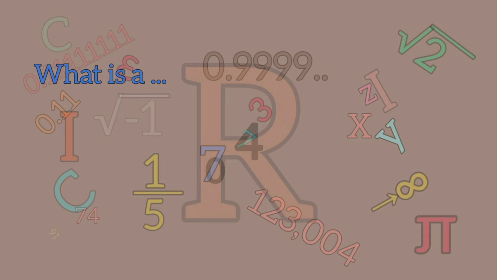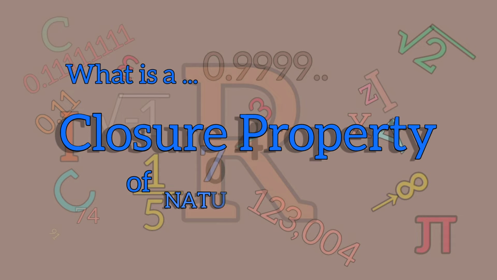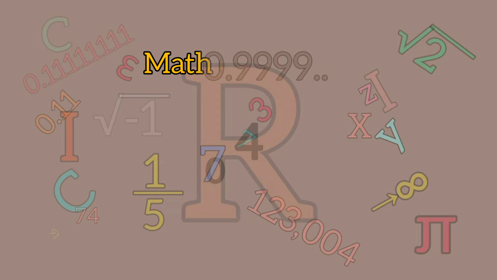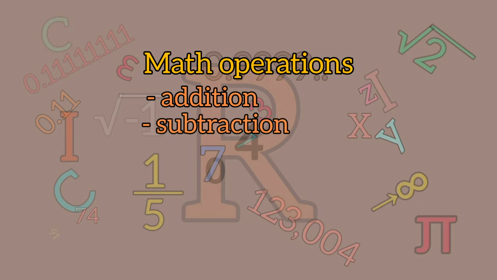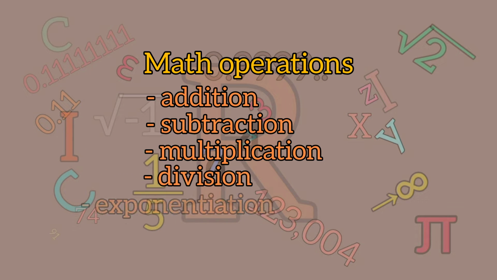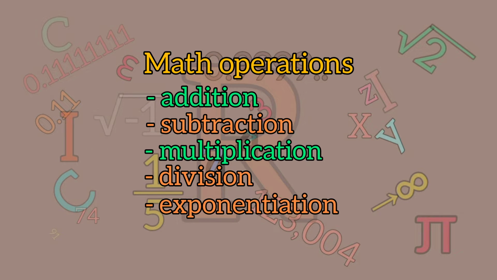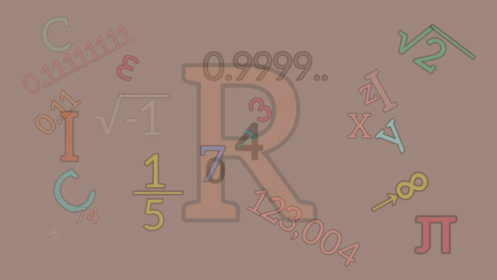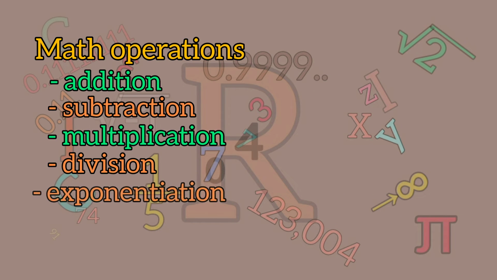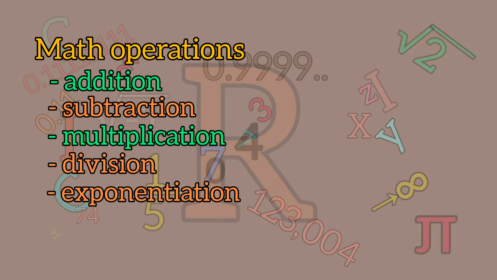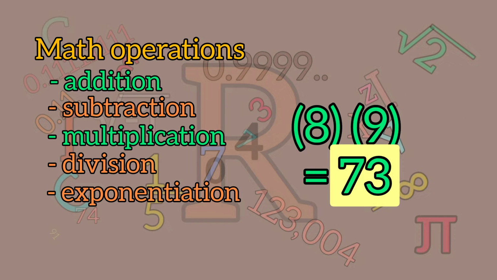Let's begin our discussion with what is the closure property of natural numbers. The closure property means that when we perform any of the math operations on any two or more natural numbers, the resulting numbers are still natural numbers. The natural numbers are closed under addition and multiplication. For example, if we add two natural numbers, the sum is still a natural number. The same thing, if we multiply natural numbers, the resulting number is still a natural number.